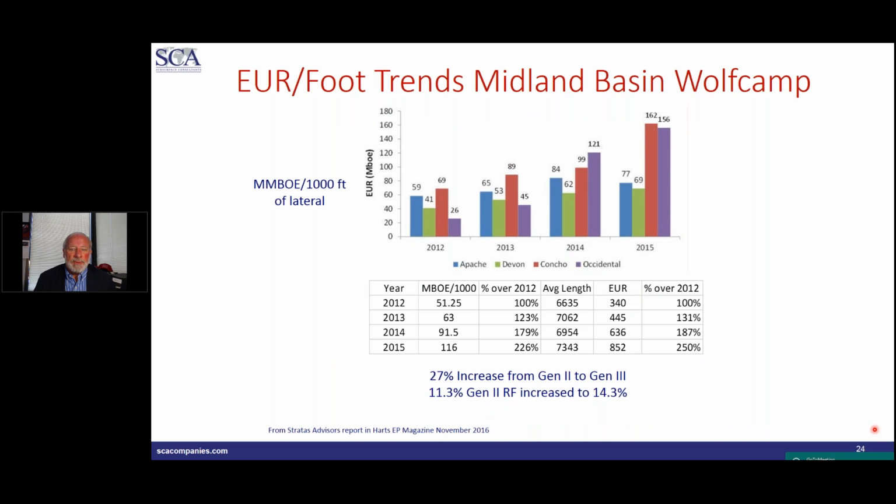And this is the EUR trends we looked at, basically going from Gen 2 to Gen 3, around a 27% increase, and that gives you around 14. That could be higher, could be lower. That's a number that's still a moving target, but it's a good ballpark. It's definitely better than 11, and it's definitely increasing though. So that's an important number.